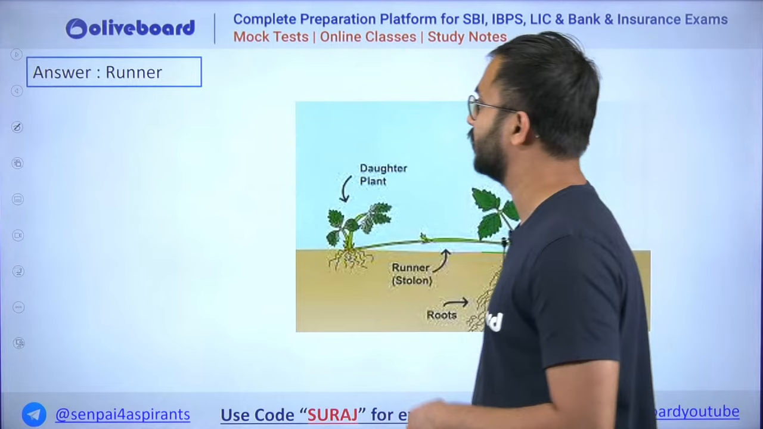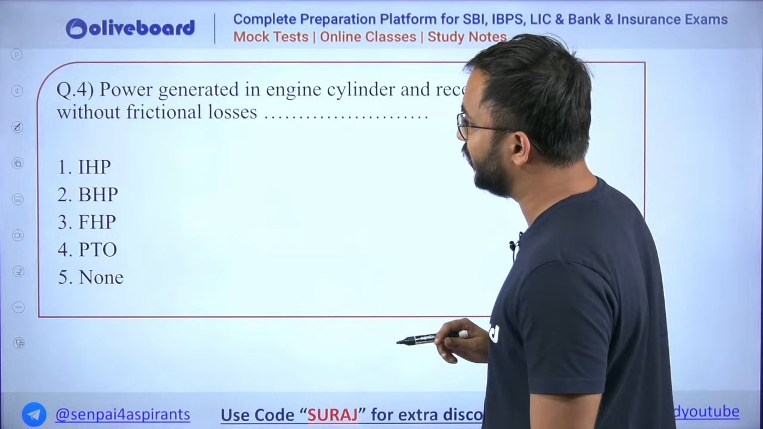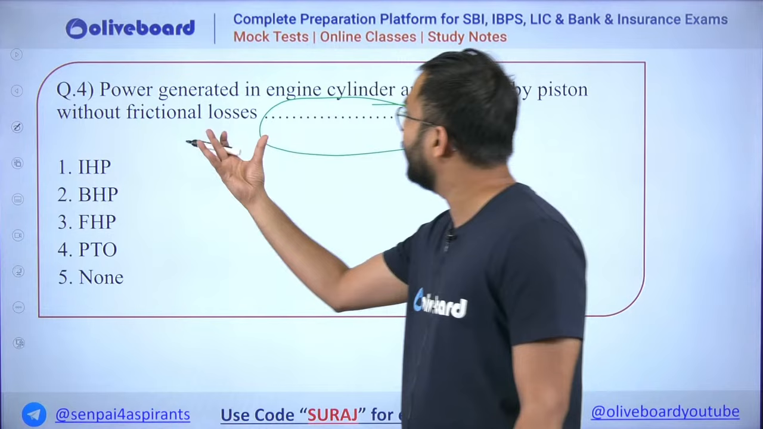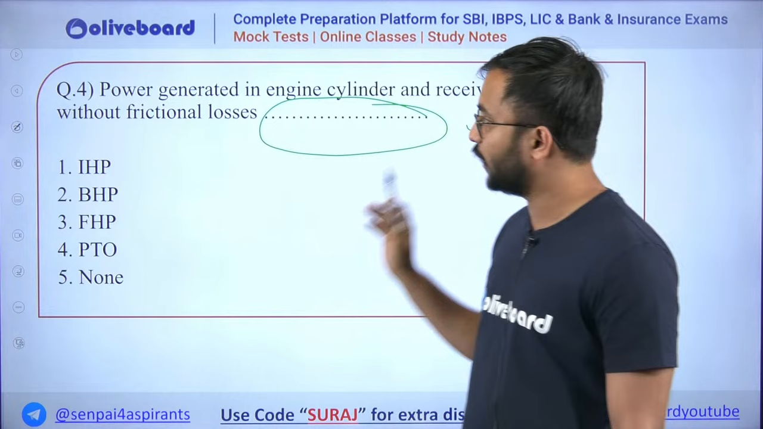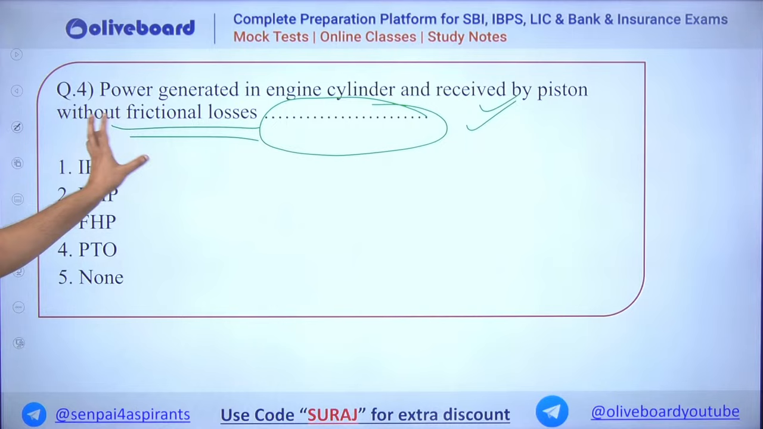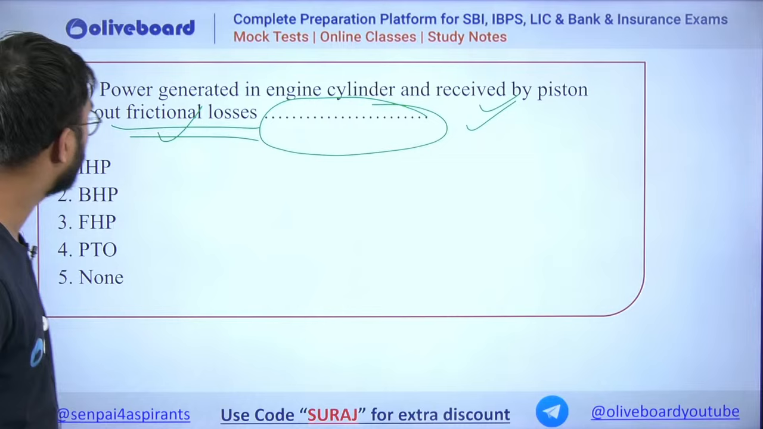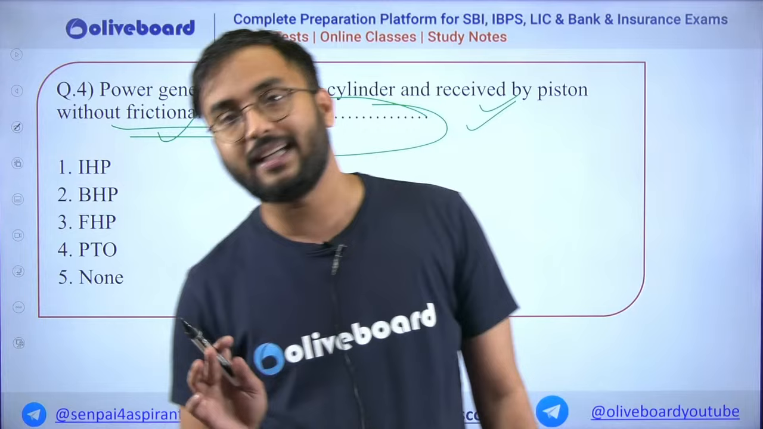Next, power generated in an engine cylinder and received by the piston without frictional losses is associated with what type of engine? So when power is generated in the engine, where the engine is cylindrical, and it is received by the piston without any frictional losses, which type of power is associated with this? In the comment section, Madhvi is very, very right. Actually the answer is IHP. What do you mean by IHP? It is nothing but your indicated horsepower.